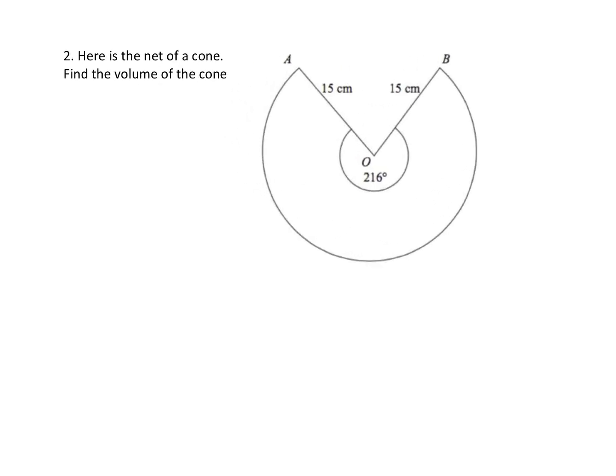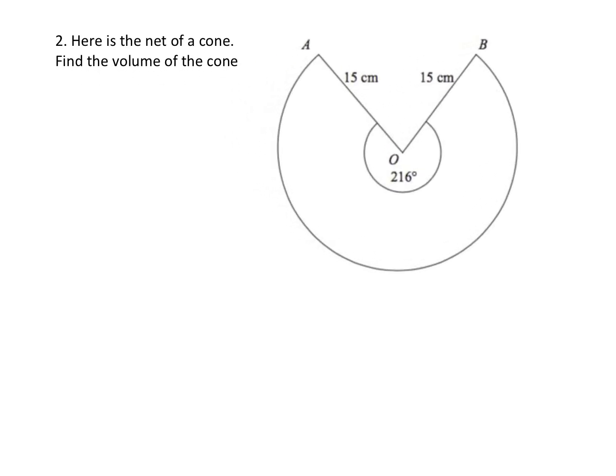Okay, number 2. Here is the net of a cone. Find the volume of the cone. If this is the net of a cone, this radius and this radius will join together, and as you pull that together, it'll create a height, going from a 2D shape into a 3D shape. This will then form the circumference of the base circle of the cone. So eventually it'll look like this here.